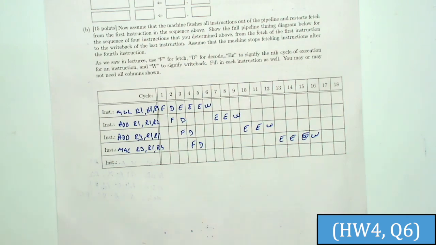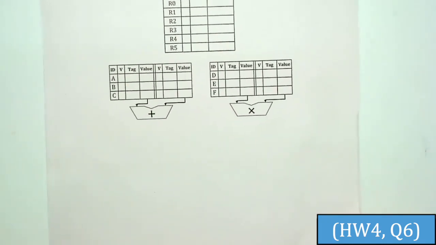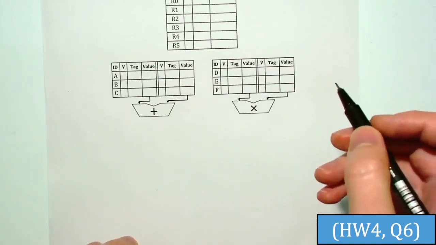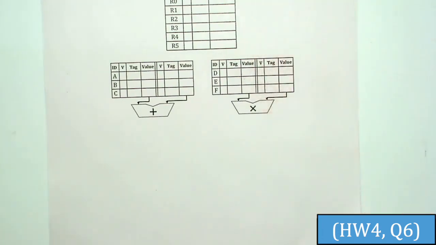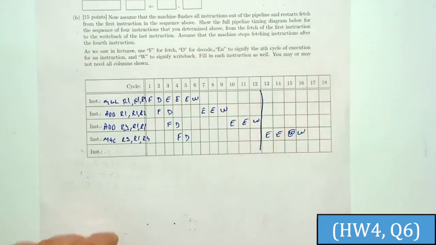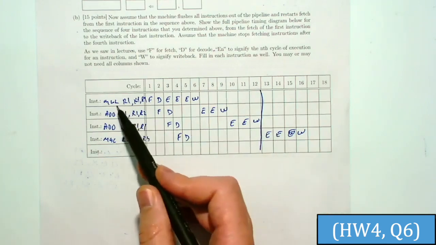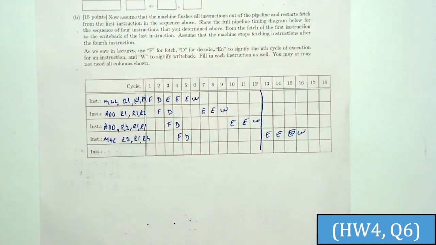Okay. And the last part is updating those two structures based on how they would look at the end of the 12th cycle, basically here. So what happens at the end of cycle 12? This instruction completes, and this instruction also completes. So in the reservation station entries, we should only have this fourth instruction, right? Other entries should have been cleared.